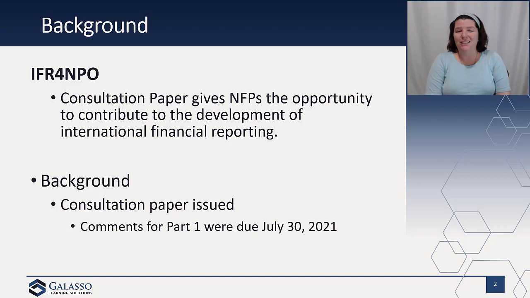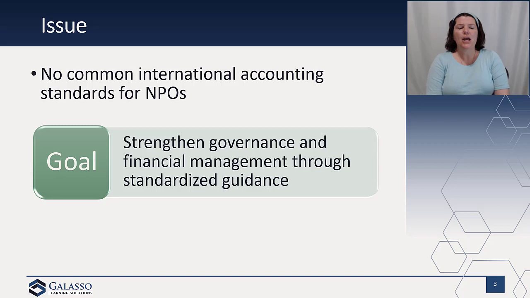So again, U.S. is participating in this, who has issued a consultation paper. Now, part 1 of the consultation paper was due in July of 2021, but we're going to focus on part 2 today. So again, the issue here is that there's no common international accounting standards for NPOs. IFRS is very weak in this area, really focused on commercial entities. And if we want to have standardization and consistency, we would need to have a more consistent usage, and so having a set of standards that could be used.